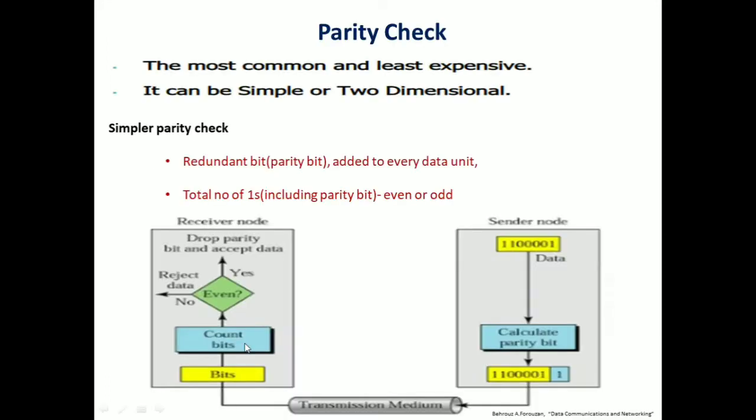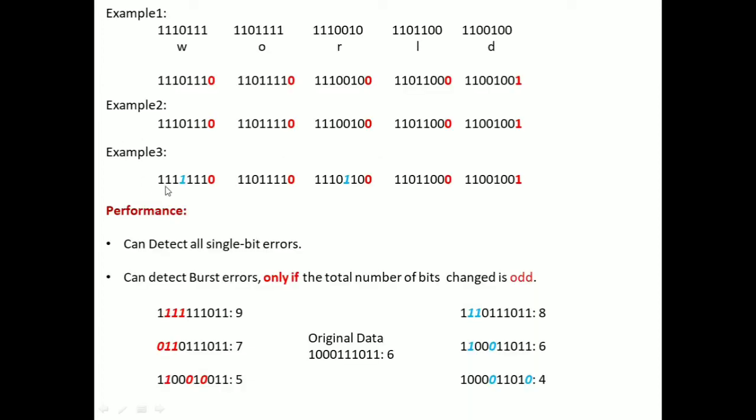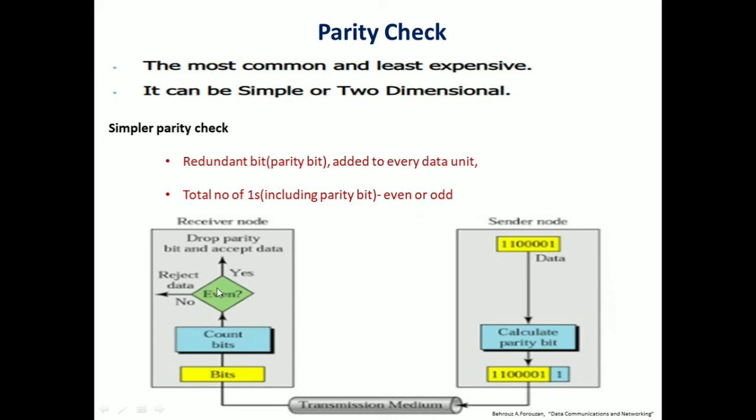See what we discussed in the algorithm. Now it is going to count the number of bits. If the total number of ones is even, then only it is going to drop the parity bit and accept the data. But count the number of bits here. How many bits are 1 here? 1, 2, 3, 4, 5, 6 and 7. So the total number of ones here is odd. So this information will be rejected because the total number of ones is not even.